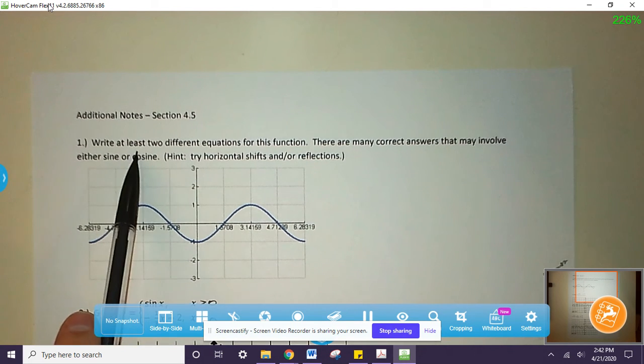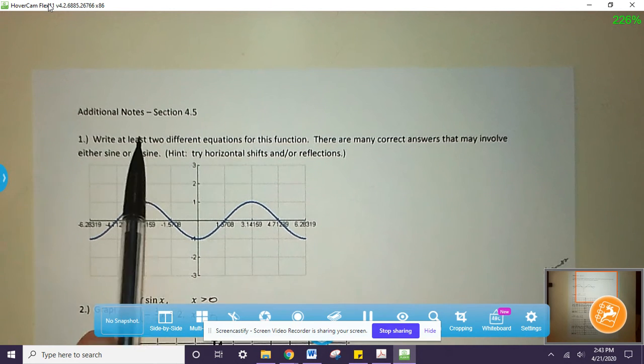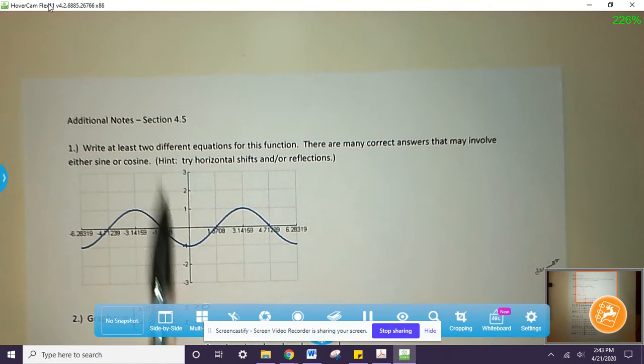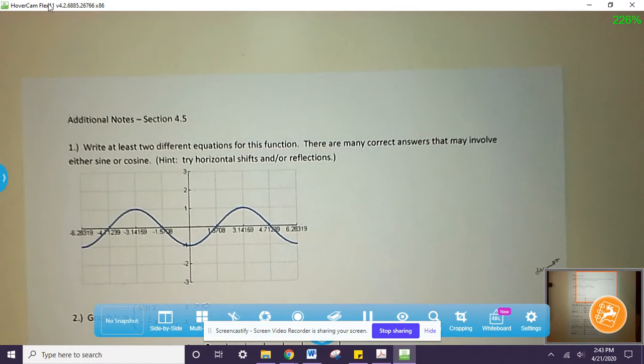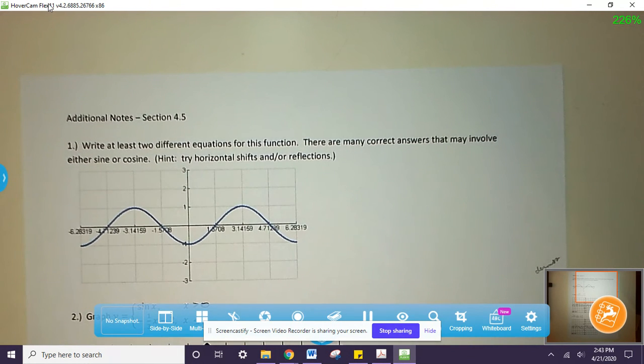So the first problem is I've given you this graph, and I'd like you to write an equation for it, and then write a second equation for it, because this graph actually has tons and tons of possibilities. So you can use sine or you can use cosine, and you can try all sorts of transformations. See if you can write at least 2 equations for that.